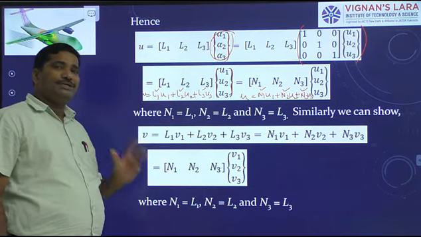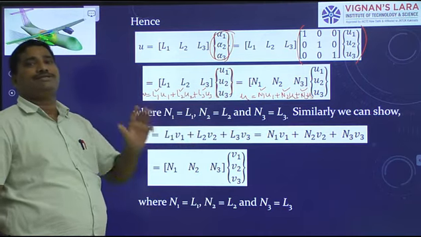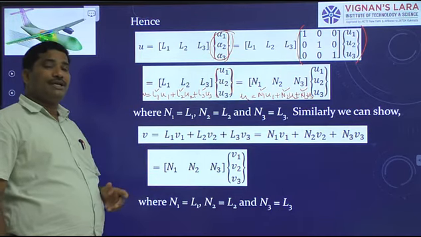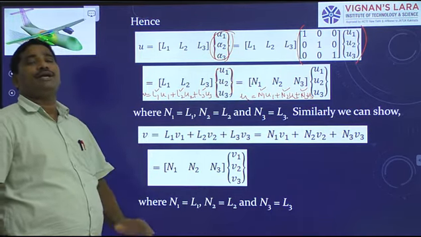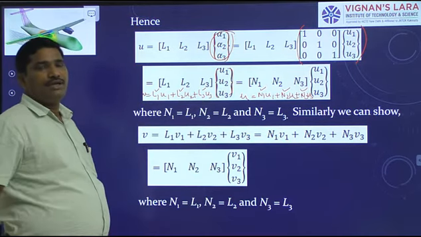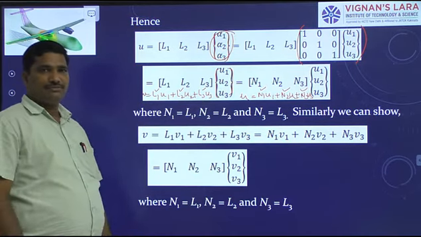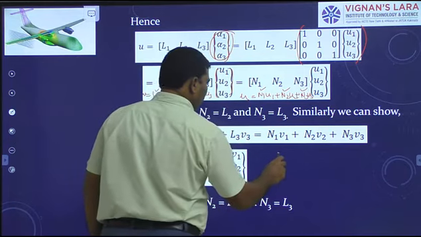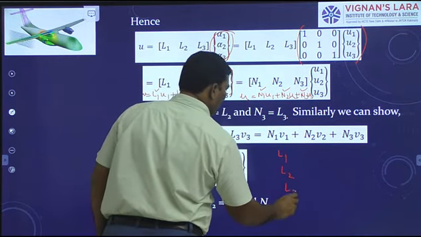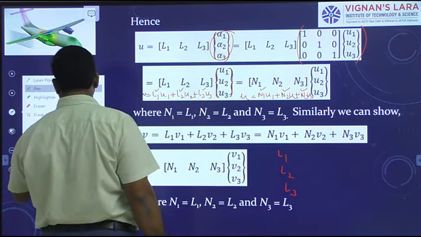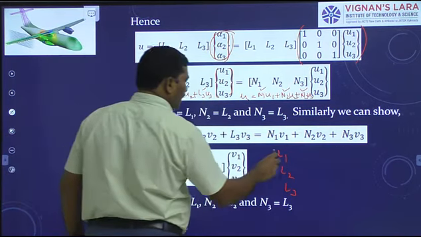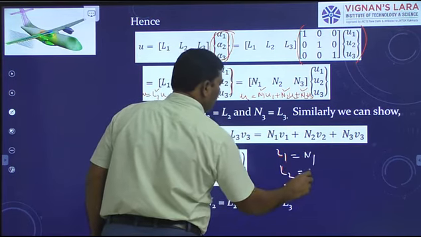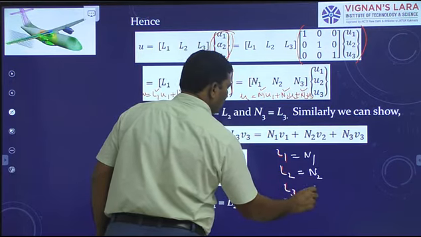What do the natural coordinates represent? They represent area coordinates. Therefore, here the shape functions N1, N2 and N3 also represent the area coordinates. From this discussion, we understand that the natural coordinates L1, L2 and L3 can be considered as shape functions. Therefore, L1 equals N1, L2 equals N2 and L3 equals N3.